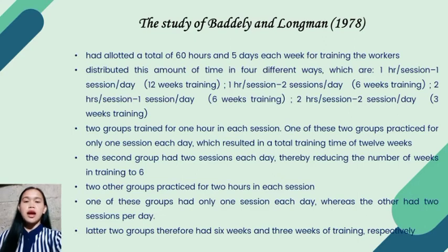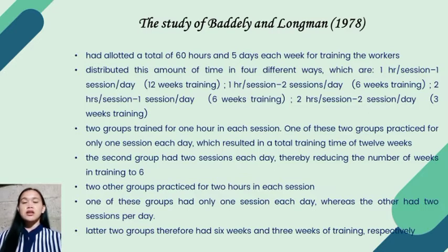And then last is 2 hours or 2 sessions for 2 sessions or 2 days, and it will vary 3 weeks training. So kaning upat ka different way nga pagbahin sa time sa katong duha ka researcher, si Baddeley og si Longman, is kaning upat ka buok mo nilahang gibahin sa katong pagkandak nila sa ilahang research. And 2 groups trained for 1 hour in each session. So one of these 2 groups practiced for only 1 session each day, which resulted in a total training time of 12 weeks. Whereas the second group had 2 sessions each day, and thereby reducing the number of weeks in training to 6 days. So 2 other groups practice for 2 hours in each session, and one of these groups had only 1 session each day, whereas the other had 2 sessions per day. So these later groups therefore had 6 weeks and 3 weeks of training.